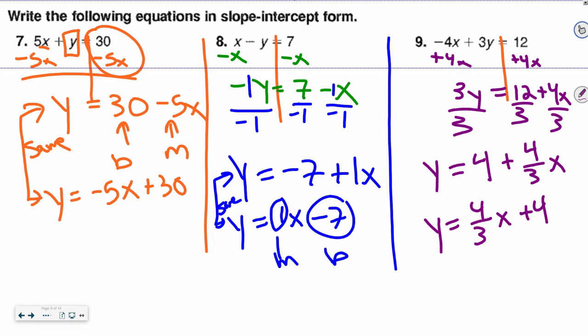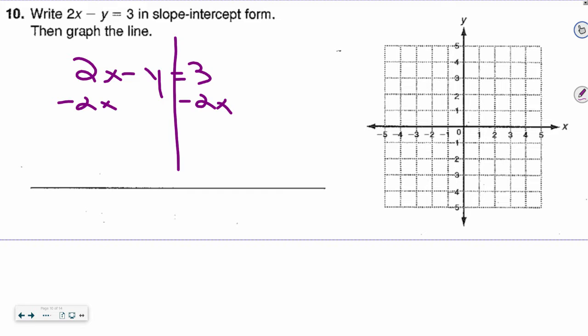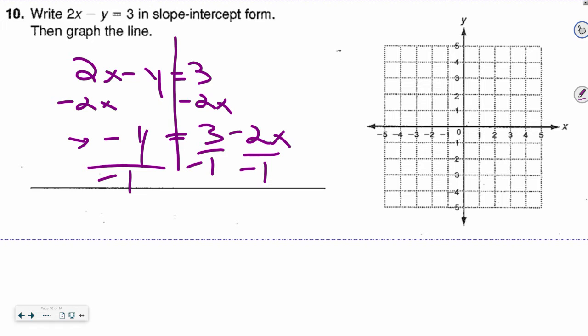In my last example, now we are going to graph. So, I start off with 2x minus y equals 3. I draw my line through my equal sign. I move my x over. I'm left with negative y equals 3 minus 2x. I now am going to divide by that negative 1, because remember that negative sign here is a negative 1. I'm going to divide each one of these by a negative 1.